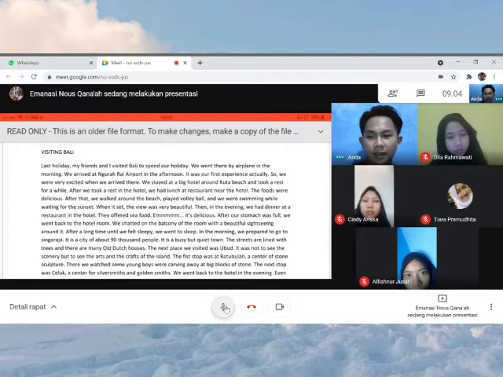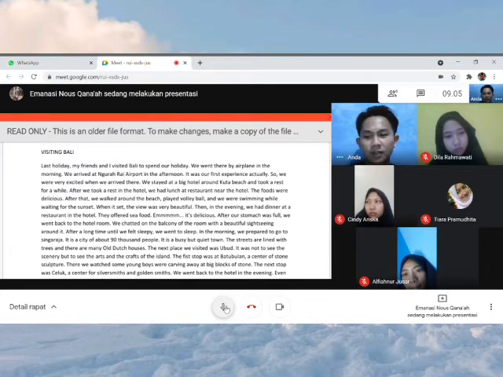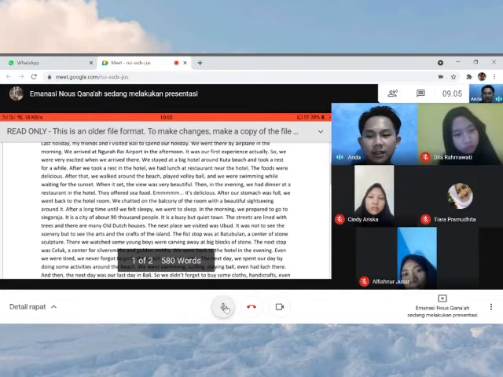The next place we visited was Ubud. It was not to see the scenery but to see the arts and the crafts of the island. The first stop was Batu Bulan, a center of stone sculpture. There we watched some young boys carving away at big blocks of stone. The next stop was Celuk, a center of silversmiths and goldsmiths. We went back to the hotel in the evening. Even though we were tired, we never forgot to go to the beach to see the view.